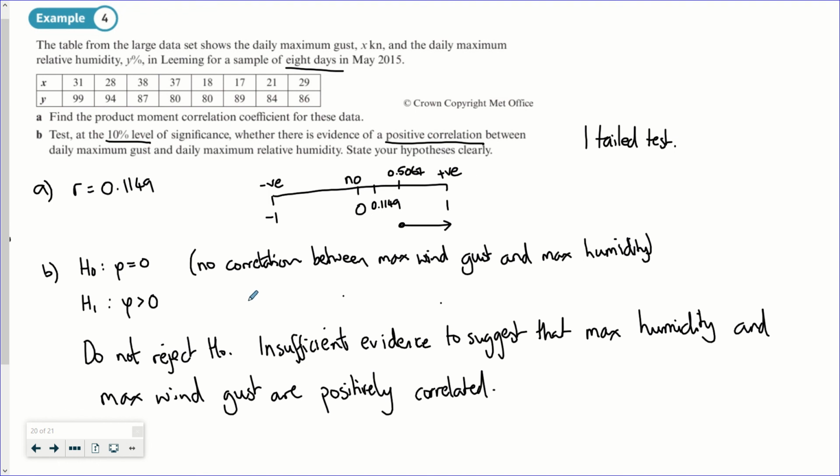Before we finish this example, I'm just going to add one extra step that I missed out. And I'm going to make it really clear to the examiner that I know why I'm not rejecting H0. I'm not saying that it's a positive correlation because 0.1149, our value of r, is less than the value that we looked up in the table, which is 0.5067.